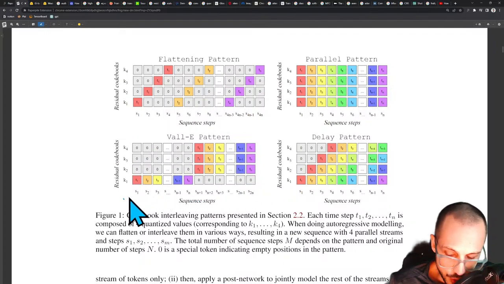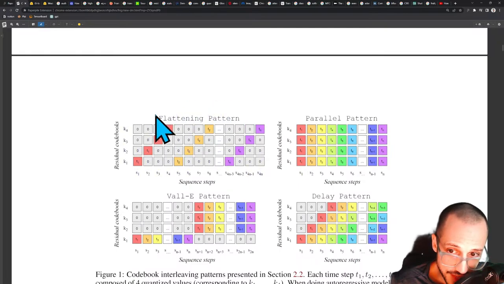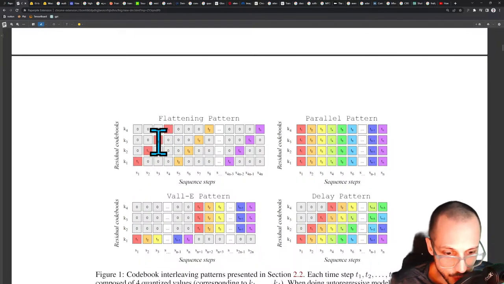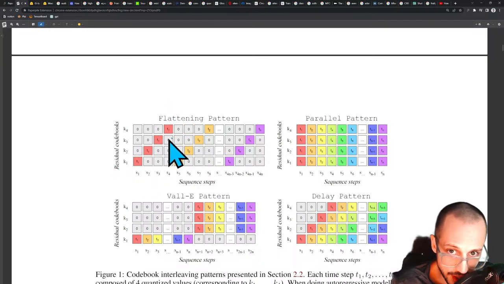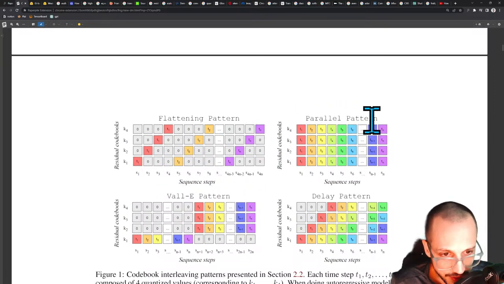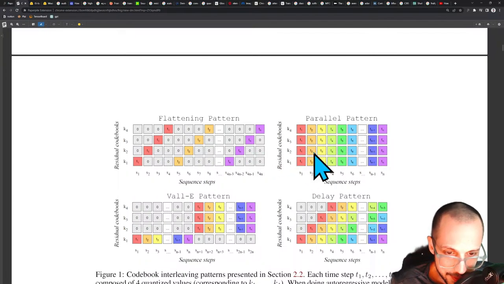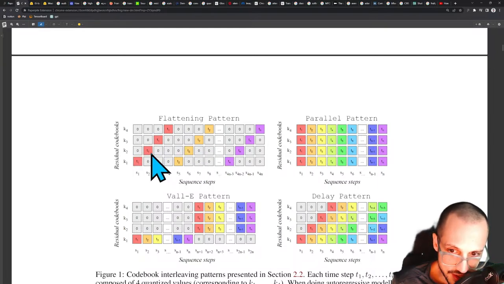So normally you would have to do this flattening pattern where you predict first the first residual vector quantization on the first codebook, and then you use that to feed the next one, and then feed the next one, because the second one depends on the first one, right? Because of the way that you're quantizing this, you kind of want to do this. But the problem is that you have to do inference four times in order to get the full signal, right? So you could do it in parallel, which is what they're showing you here, but then you're missing out on the fact that this one should really be conditioned on this one, because this is the quantized residual of this, right? So this is what you would do.